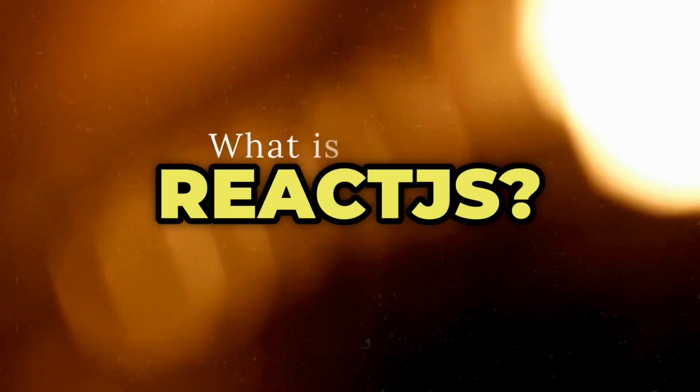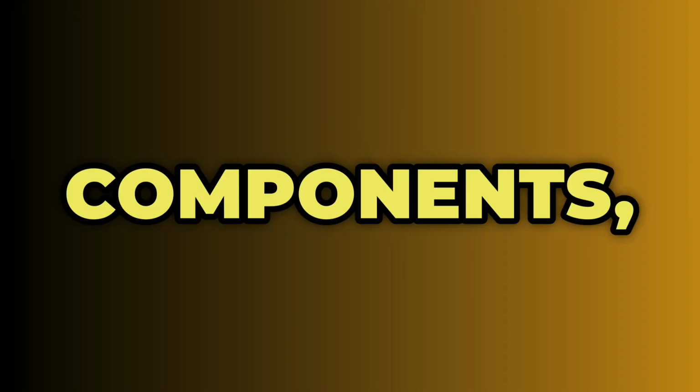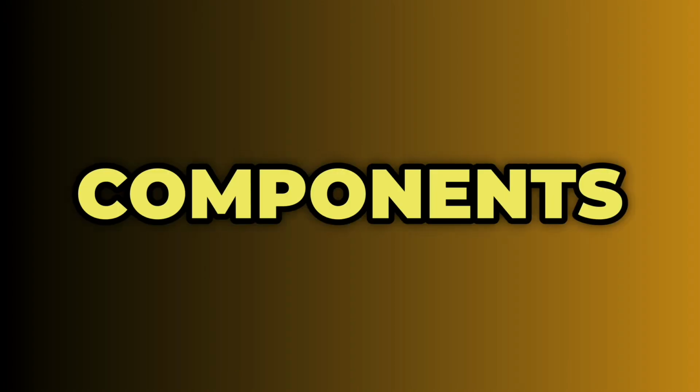What is React.Js? React.Js is a JavaScript library developed by Facebook for building user interfaces. It is used for creating reusable UI components, which makes it faster and simpler to build web applications. The main purpose of React.Js is to provide a more efficient way of building components that can be used in different contexts.